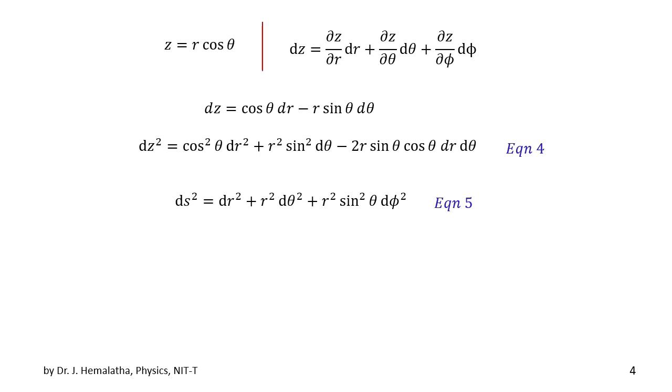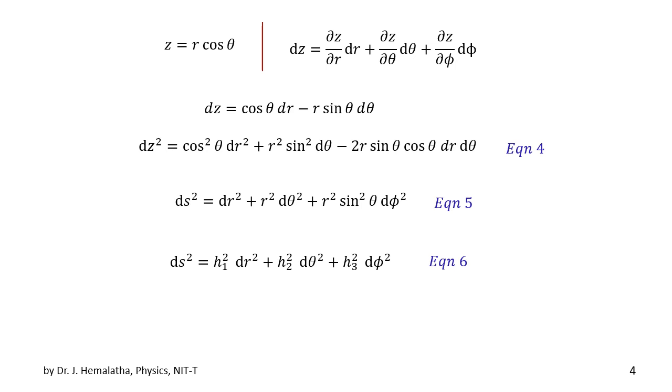And we know ds square is the sum of dx square, dy square and dz square. So write all the terms, take the summation and simplify wherever possible, because we have the same terms with plus and minus signs. You can cancel them, and finally that expression reduces to this format. ds square becomes dr square plus r square d theta square plus r square sin square theta d phi square, and this I call equation 5.